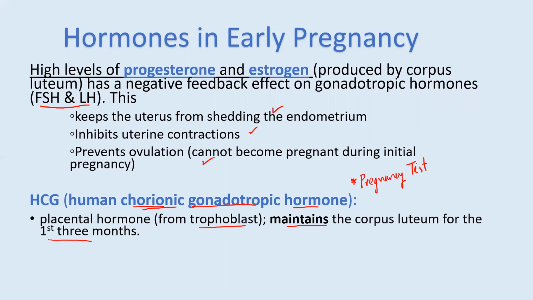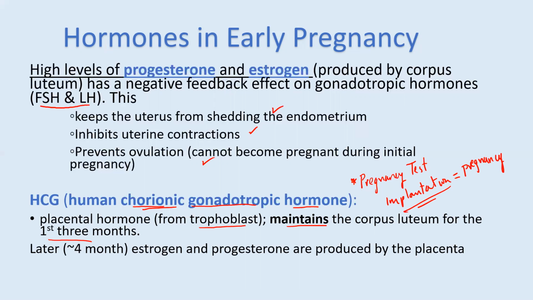So when someone thinks they might be pregnant, they can go and get a pregnancy kit, and they pee on a stick. And if the color turns blue, you got HCG. And if you've got HCG, you have implantation. And implantation equals pregnancy. Don't get that confused with fertilization. You're not pregnant upon fertilization. Only once there's implantation, you have a change in hormones. And then later on, estrogen, progesterone produced increasingly by the placenta.